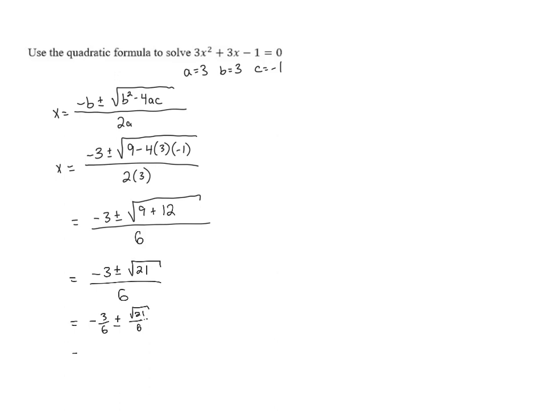And the very last thing we can do is simplify. Negative 3/6 is the same as negative 1/2. Plus or minus the square root of 21 over 6. And this is what x equals. And that's as simplified as we can get. And so our final answer is x equals negative 1/2 plus or minus the square root of 21 over 6.